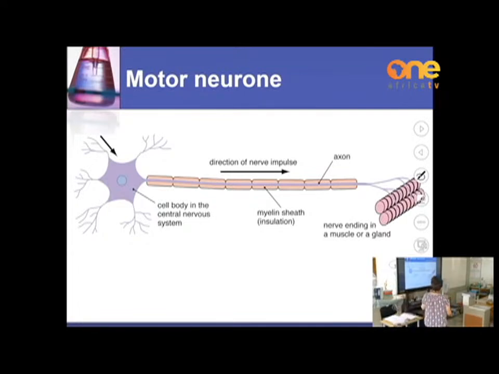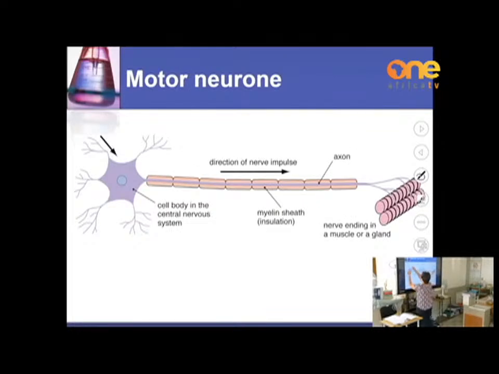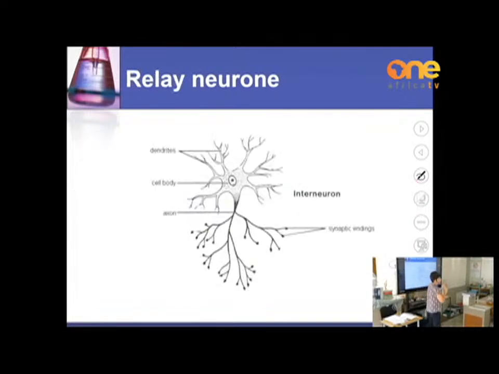So I want us quickly to go back to that one. Let's look at this one. So you see the axon. Look at the direction of the nerve impulse. Nee. Look at the axon. Here I have a long part. There I have a short part. Okay? In the next one, I have very short outgrowths and a very long axon. And there we have the relay neuron.